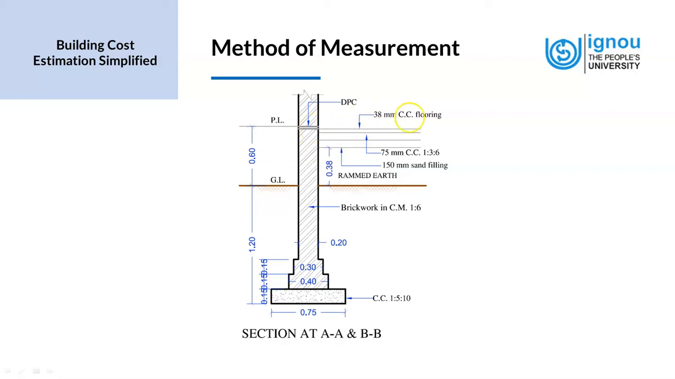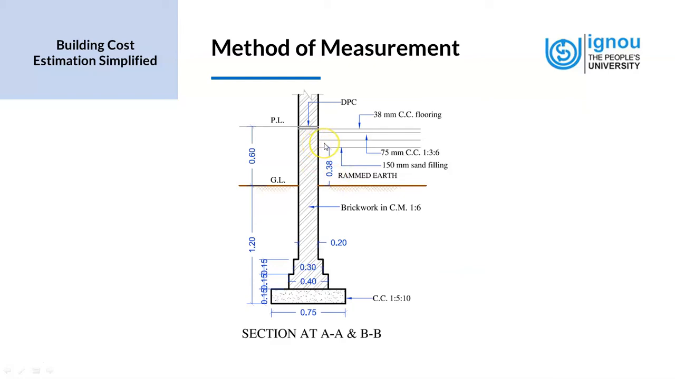Now, what happens in the area between the ground level and the plinth level? That is what we are going to look at. First of all, right above the ground level, we have rammed earth, which is backfilling. We fill the earth and then ram it in different layers, something we have referred to in the previous slides. This is brought to a level of 0.38 meters. So we have earth filling in this area, the first layer right above the ground level.